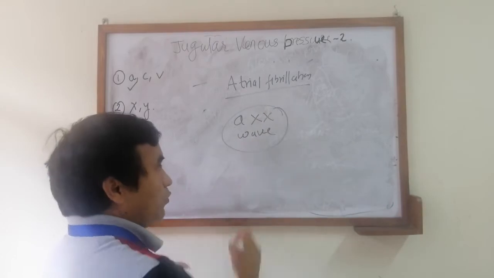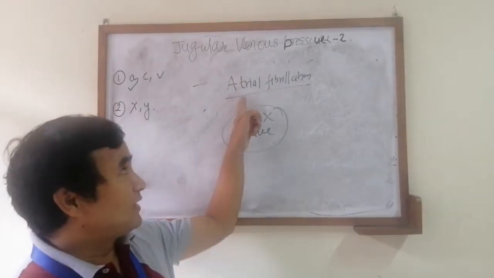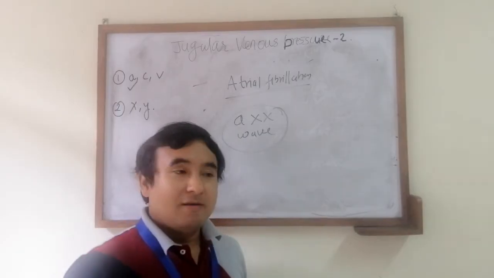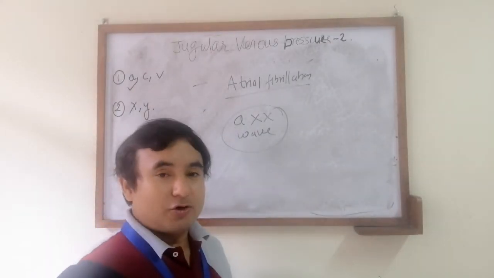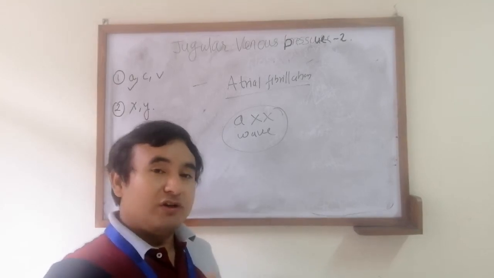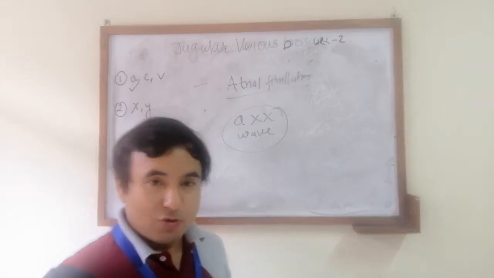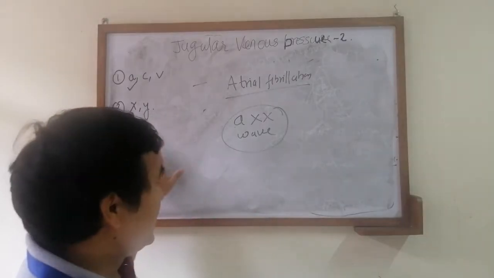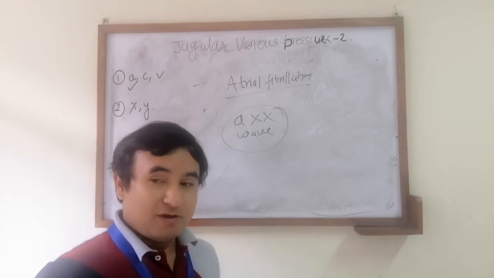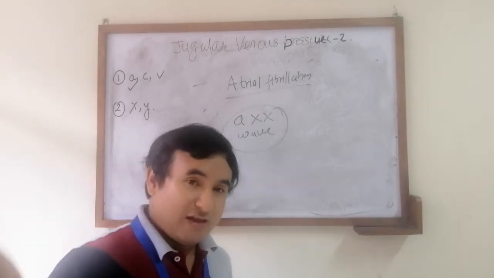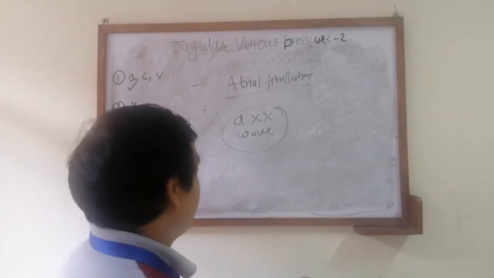So what is the cause of absent A wave in JVP? You have to tell atrial fibrillation. Why? Because in atrial fibrillation there is no effective atrial contraction, and if there is no effective atrial contraction, then we can't see the A wave. So these are the abnormalities of A wave. In one scenario there is an absent A wave. In another scenario there is a very high A wave, and I think you people understood the mechanism.